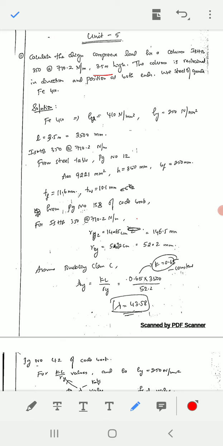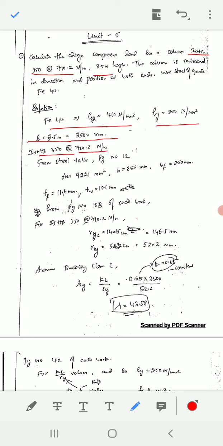So we'll start with one. Calculate the design compressive load for a column ISHB 350 at 710 Newton per meter, 3.5 meter high. The column is restrained at both ends and steel of grade Fe410. These are the given data. I will not discuss. L is 3.5, 3500 mm. For ISHB 350, 710.2 Newton per meter.